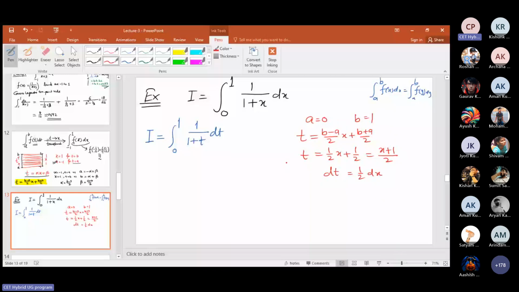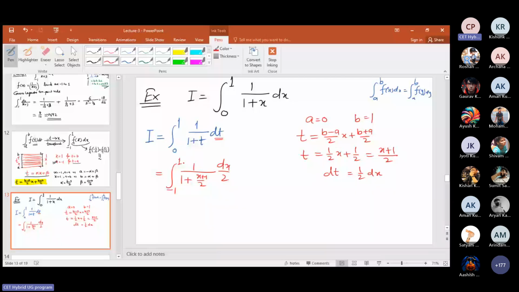So this will give you dt की जगह पे क्या रख दोगे, dx by 2. 1 upon 1 plus t की जगह पे क्या रख दोगे, x plus 1 by 2, x plus 1 by 2, और सिंप्लीफाई कर लो इसको. और लिमिट क्या हो जाएगी अब x की, -1 से 1. ये तो हमें पहले से पता है, फिर भी आप चेक कर सकते हो यहाँ पे.